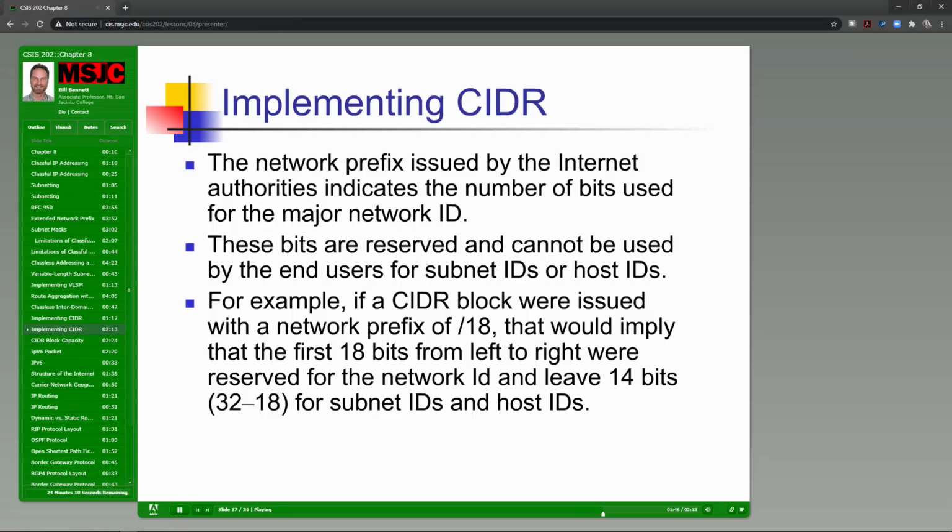So the example here is if your CIDR block used for your network prefix is /18, that implies the first 18 bits from left to right are reserved for your network ID. That leaves you 14 bits left over, right? Total of 32 bits. Out of those 14 bits, you can create subnetworks, and whatever's left over after you've subnetworked, you've got the host portion.